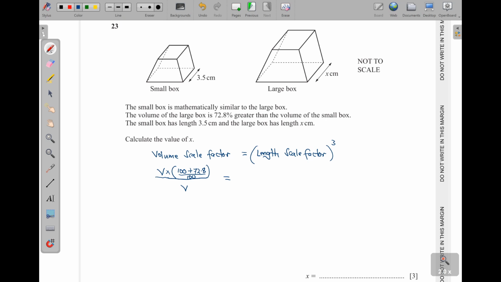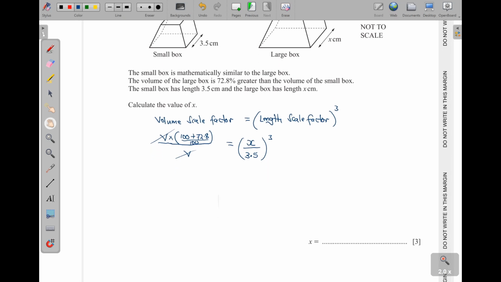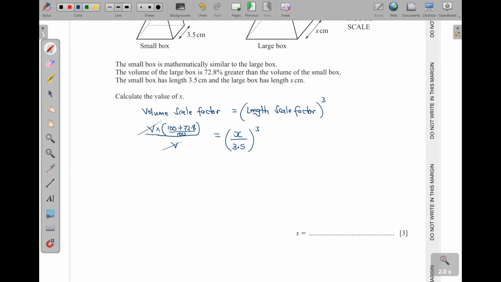You see that? Then we come this other side. Length of the large box is x, then divide by the corresponding side here, which is 3.5. So 3.5 here, then we cube it. So do you see that this V cancels with this one? And then 100 plus 72.8, that is 172.8. Divide by 100, we shall get 1.728. And then this way, we have x over 3.5.